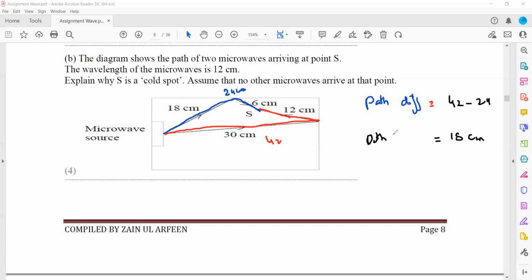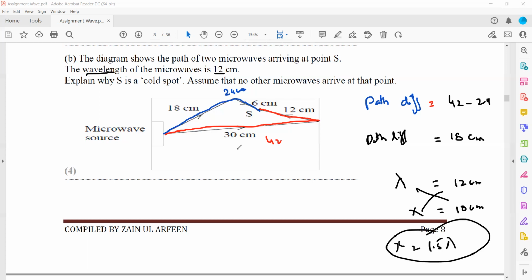But in terms of wavelength, as we know, one wavelength lambda is 12 centimeter. So if there is 18 centimeter, then how many wavelengths are there? X. Cross multiply. So in terms of wavelength, how much is this? 18 lambda divided by 12 lambda. So it is 18 divided by 12, basically, which is 1.5 lambda.